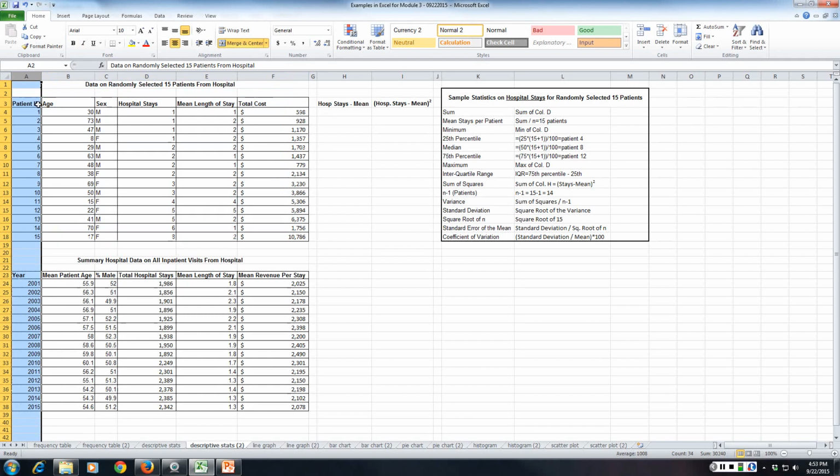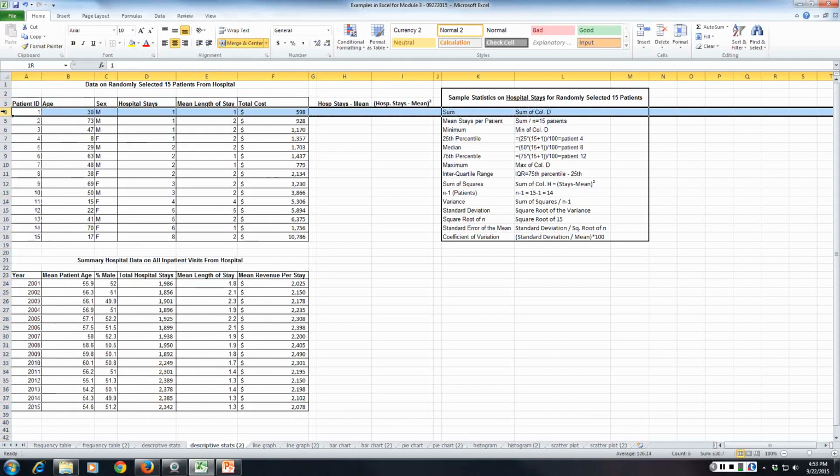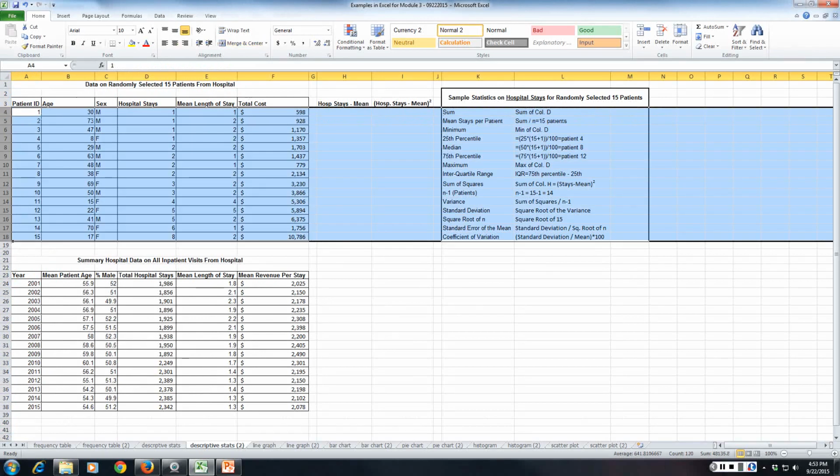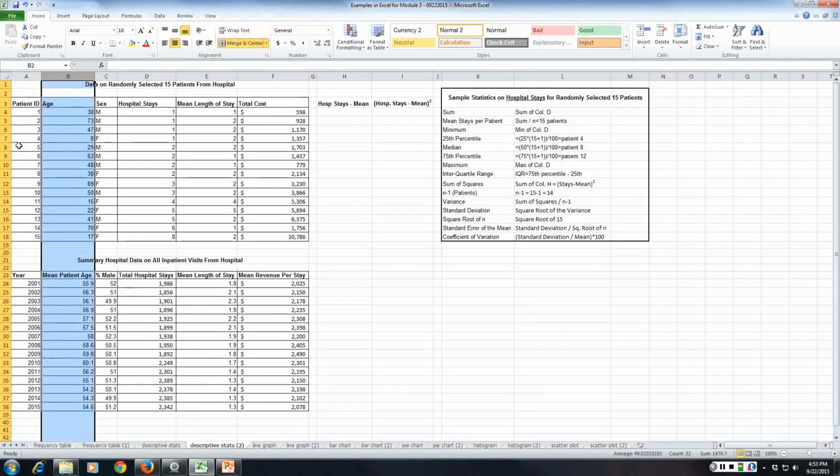In column A, we have a patient identifier. You would typically see this on individuals. In this case, it's just a simple number from patient 1 to patient 15. Column B, you're looking at patient age. So this is a continuous numeric variable. Column C, patient sex.